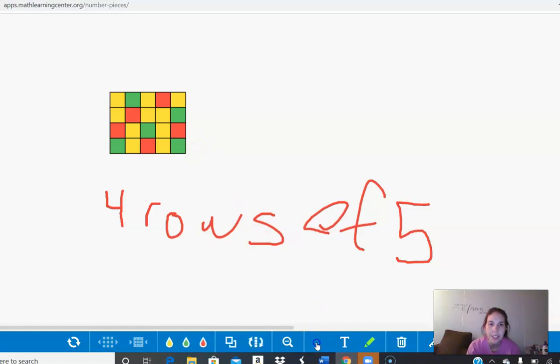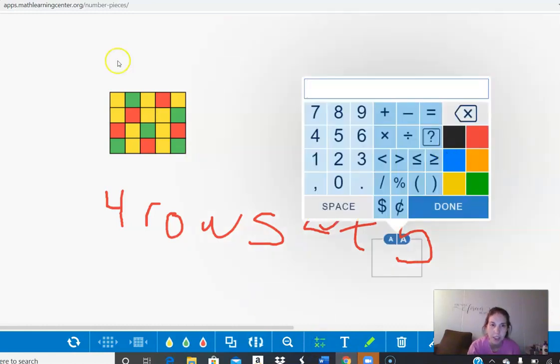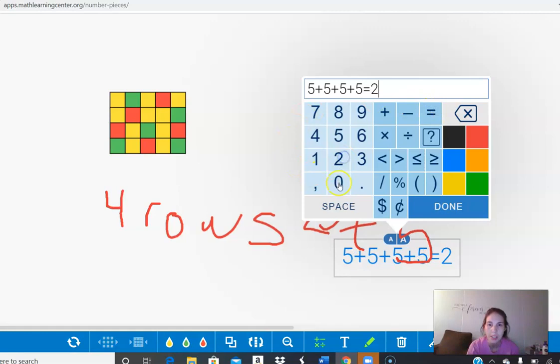And our addition sentence for this could be 5 plus 5 plus 5 plus 5 equals 20. Okay?